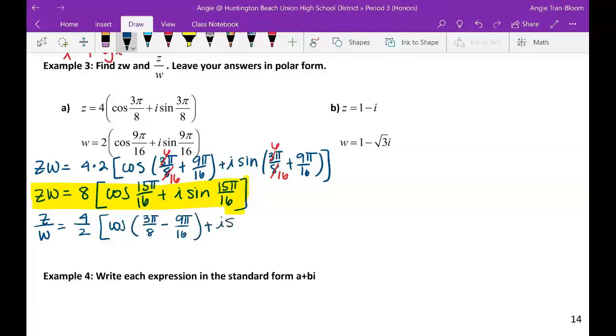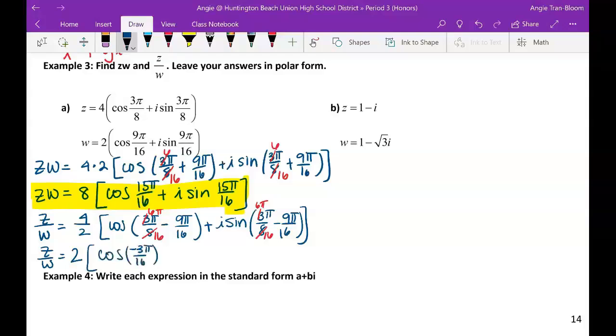Same thing on this side: first angle, 3 pi over 8, subtract 9 pi over 16. Yes, I would now need to find a common denominator. Since we did the multiplication above, this one should stay the same, right? It's still at 6 pi. So when we divide z over w, the final answer is 2 in the front, so now your radius is 2. 6 pi minus 9 pi over 16 is now cosine of negative 3 pi over 16.